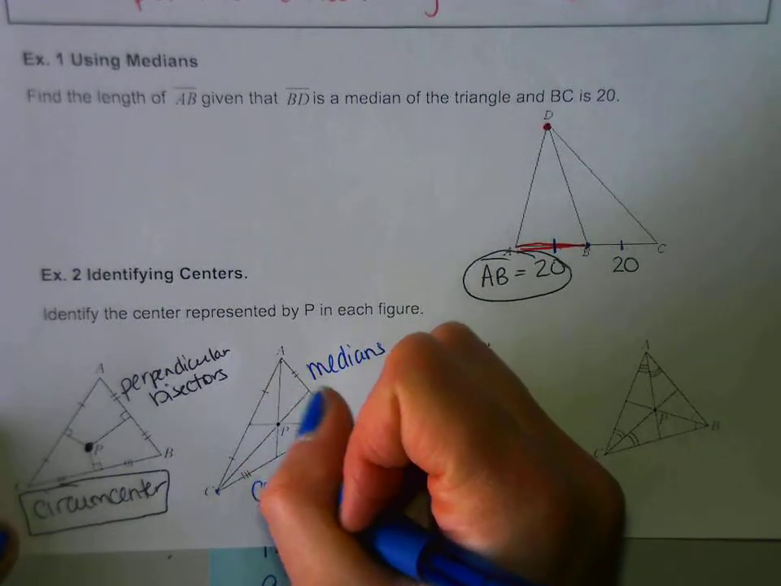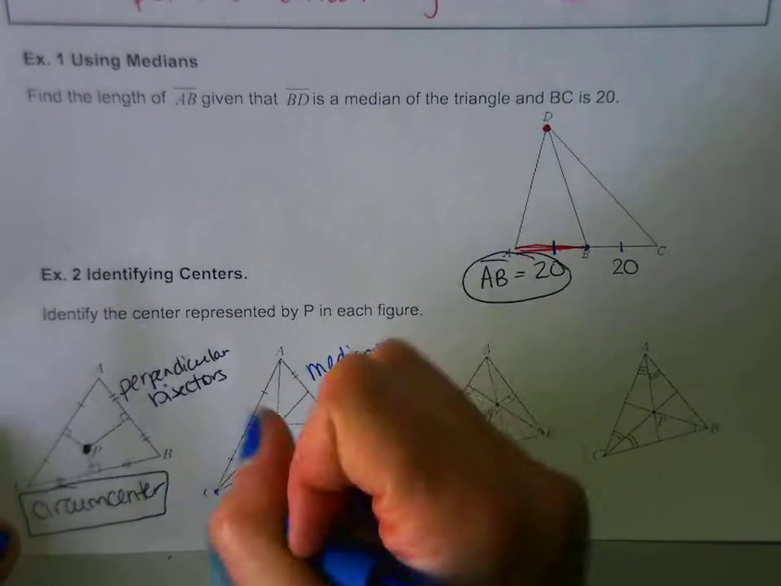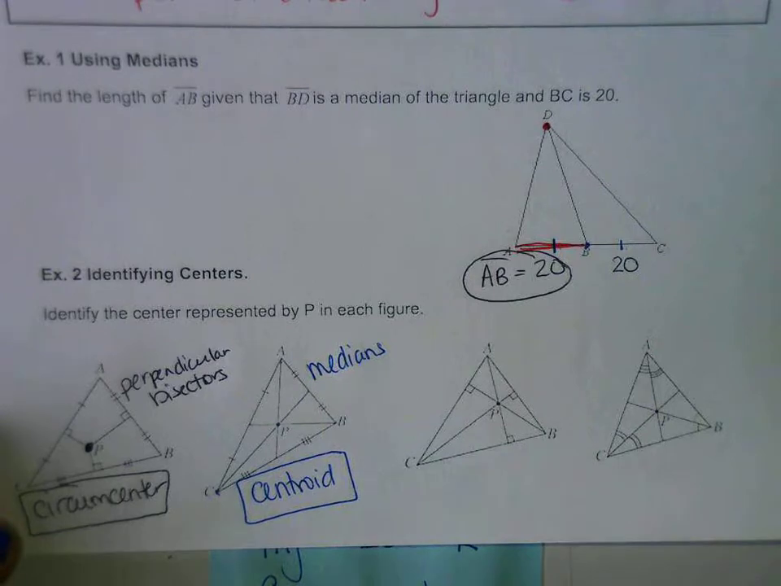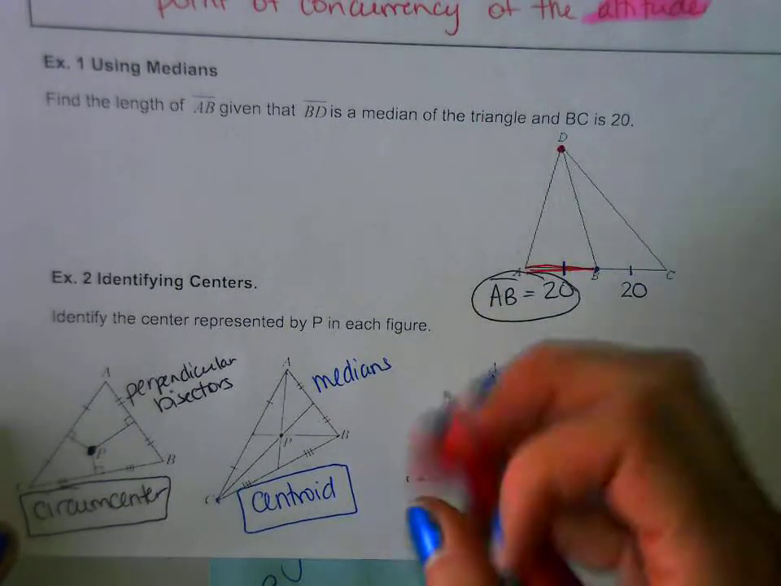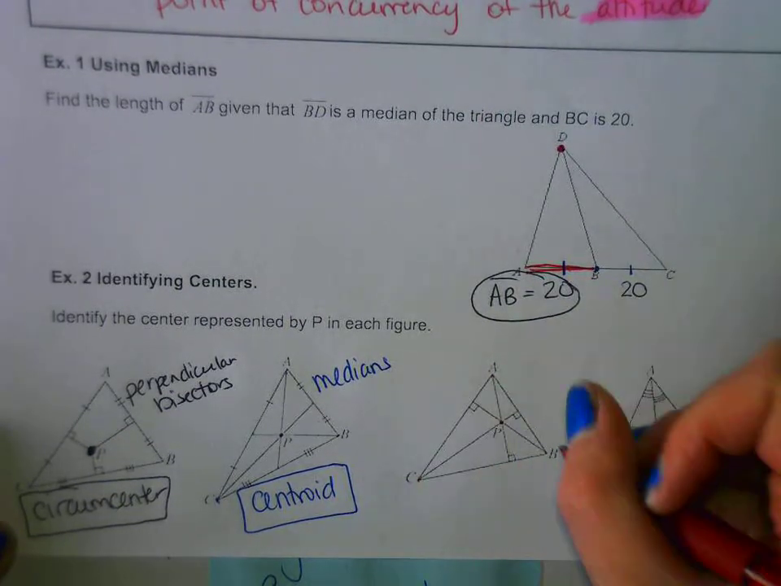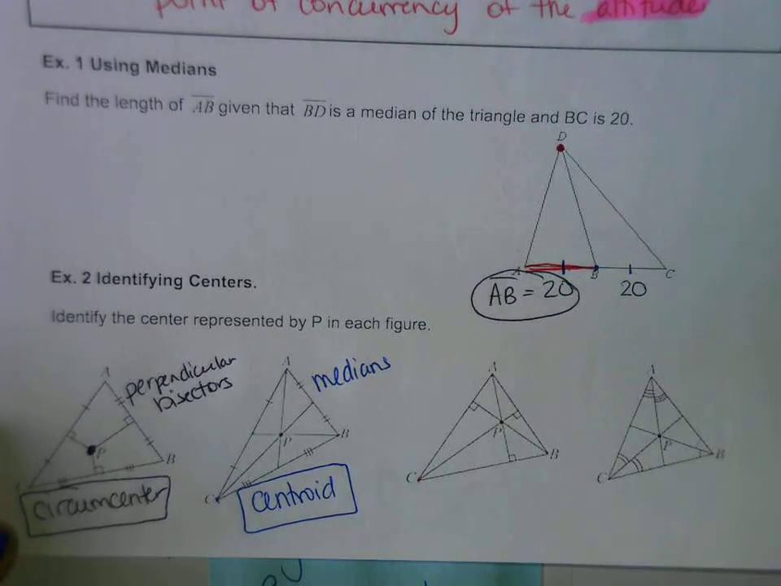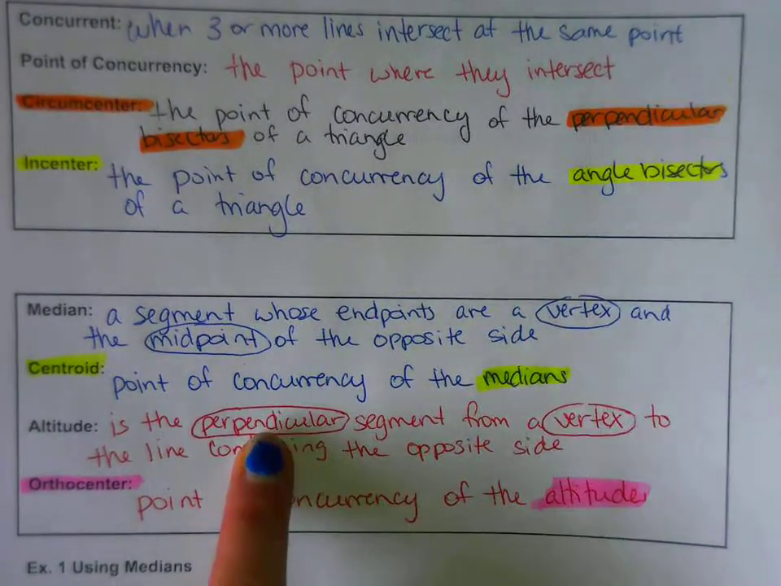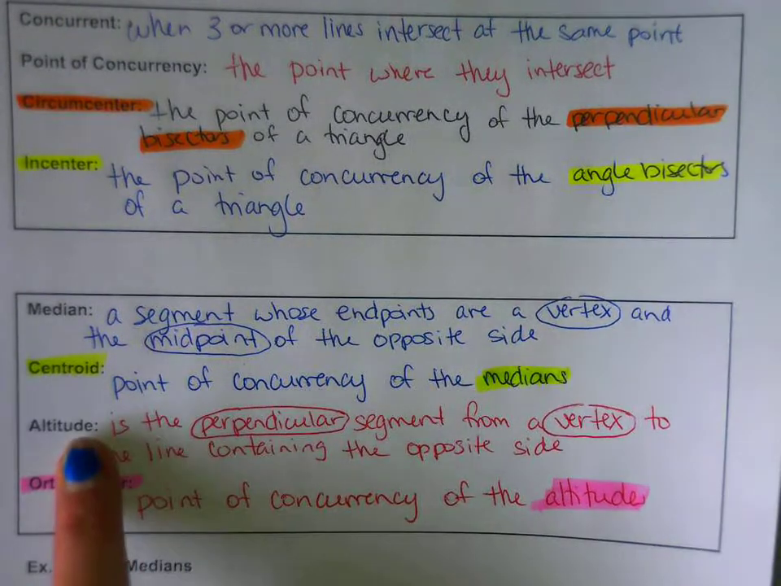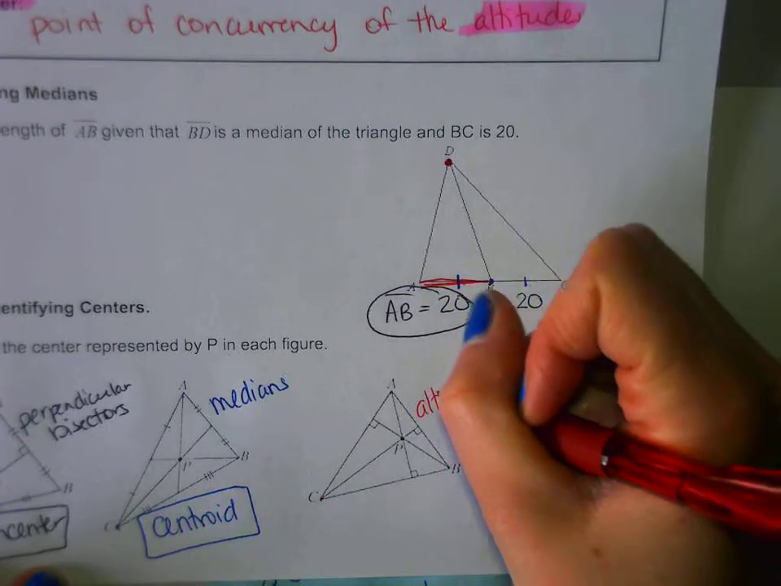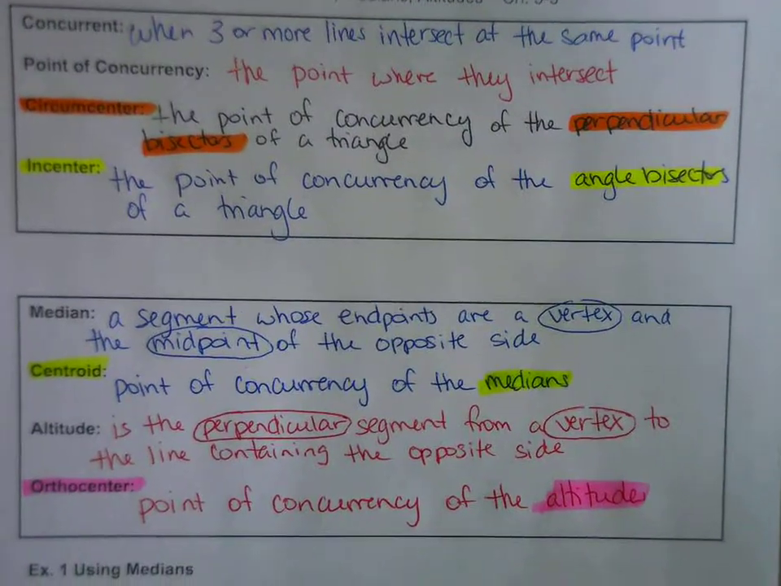So the next one. Again, they're starting at a vertex and they create a 90-degree angle, so that means they're perpendicular. So I'm at a vertex and I create a perpendicular segment, so that means all of mine are called altitudes. And the point of concurrency where those three lines intersect, if they're all altitudes, is the orthocenter.